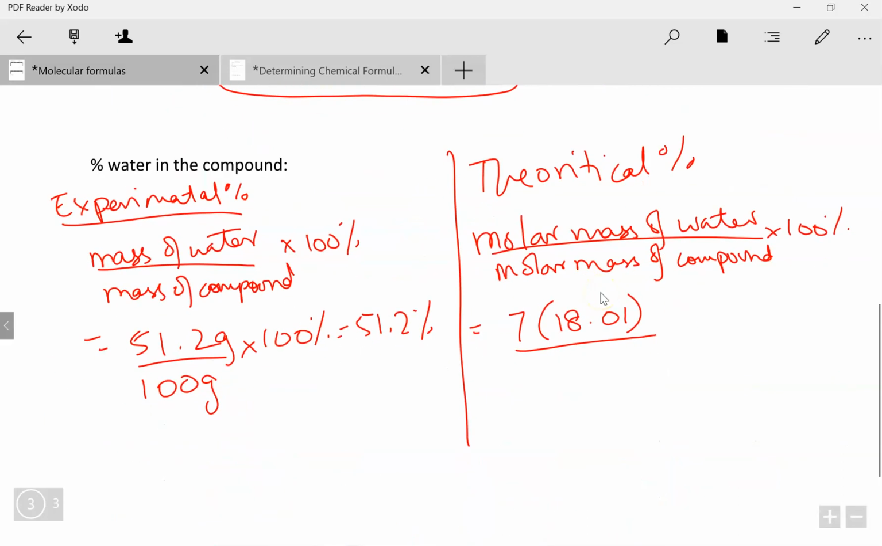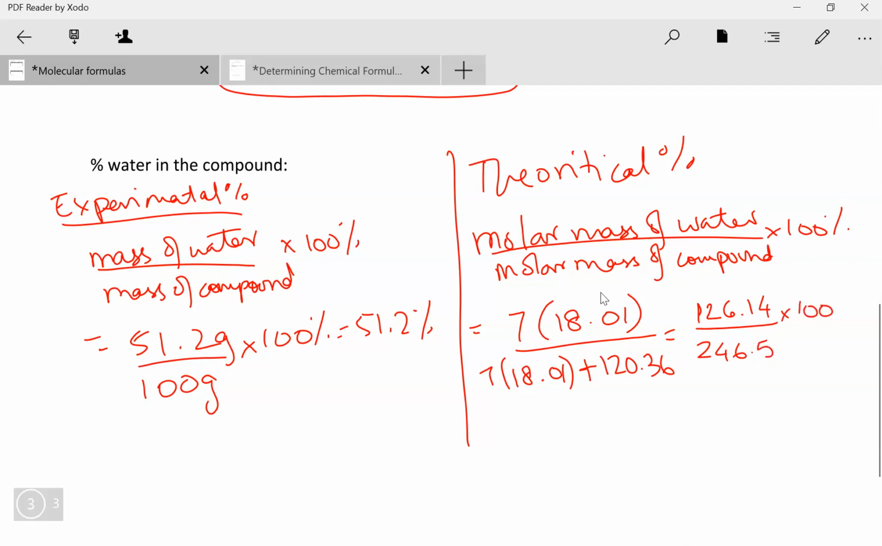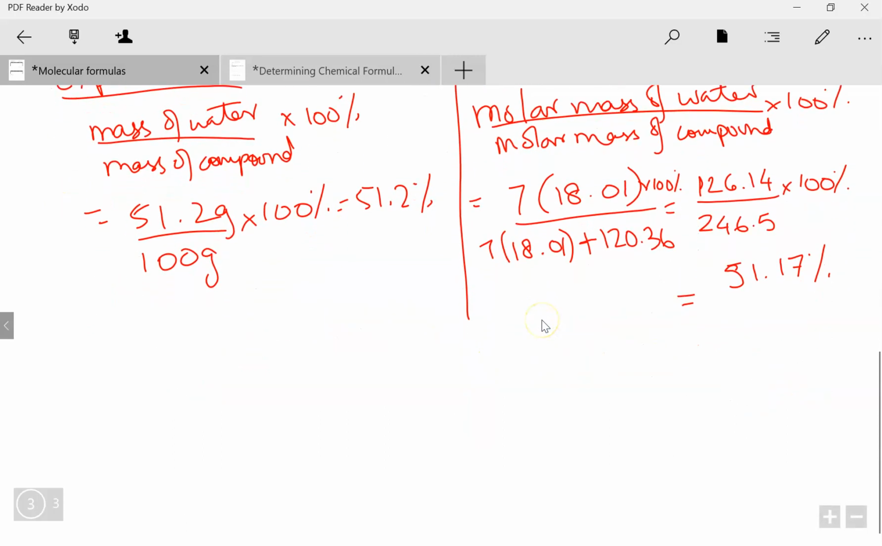And then the molar mass of compound will be this same value plus the magnesium sulfate we had, which is actually going to be equal to 126.14 divided by 246.5 times 100%. I forgot the times 100% here. And this gives us 51.17%. So very close, but not quite, but that's okay.